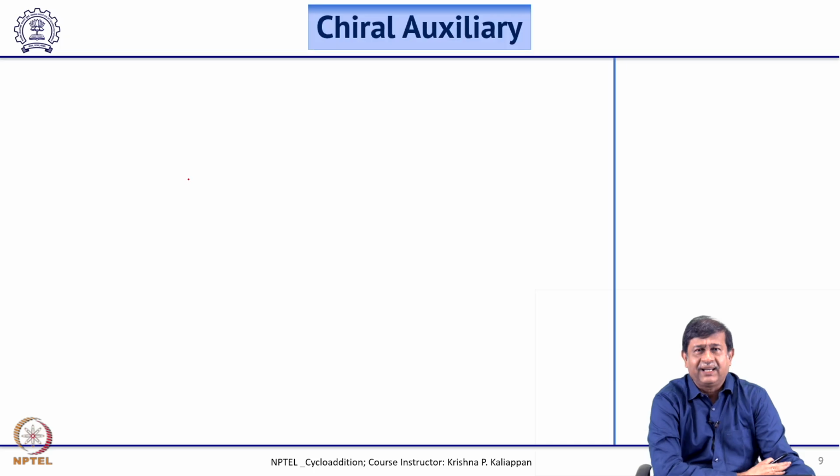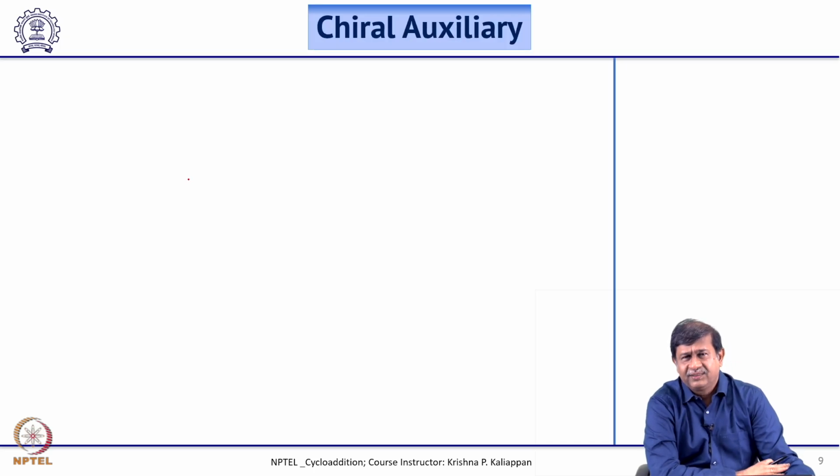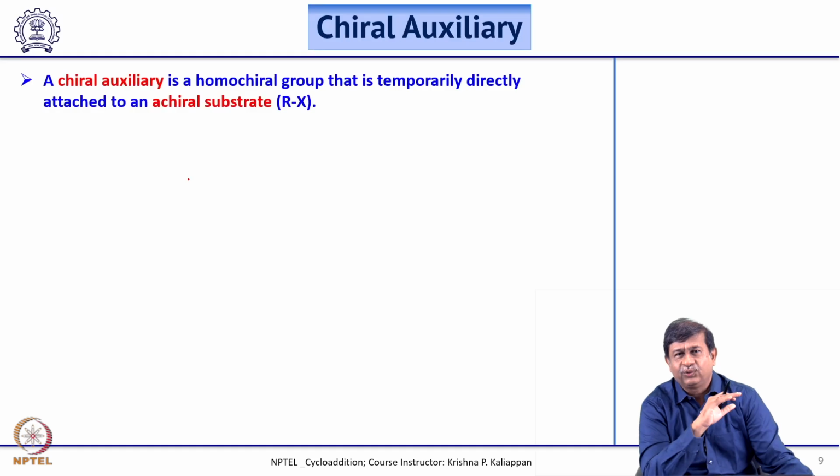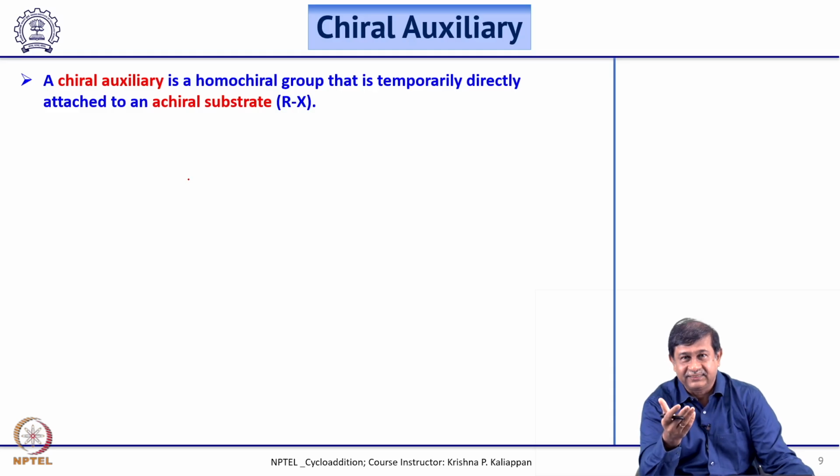So let us start with chiral auxiliary. What is a chiral auxiliary? See, a chiral auxiliary is a homochiral group. It's a chiral compound, and this is normally attached to the substrate, which is not chiral. A chiral auxiliary is a chiral compound which is attached to the substrate which is going to undergo reaction, in this case the Diels-Alder reaction.